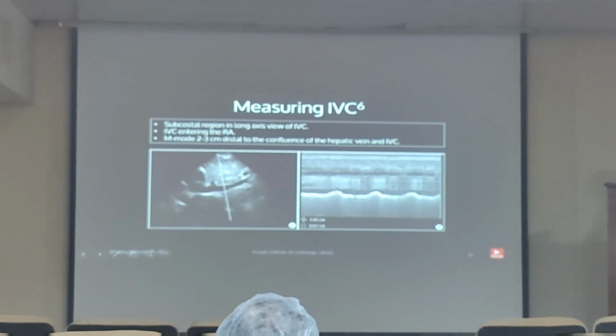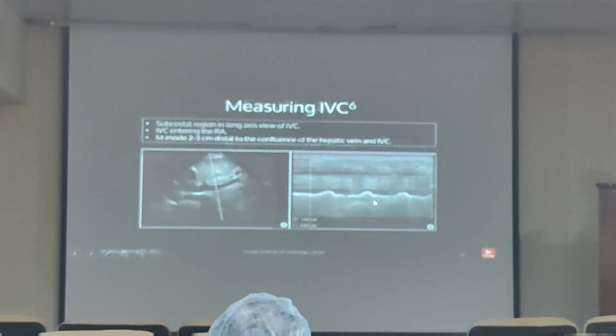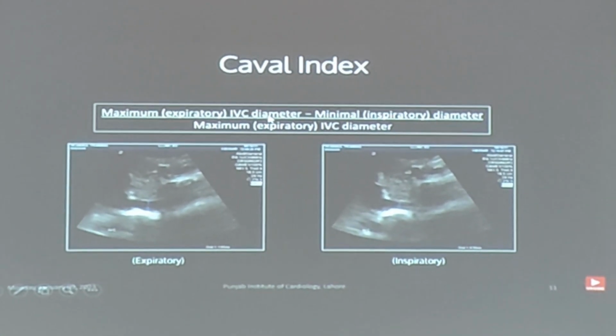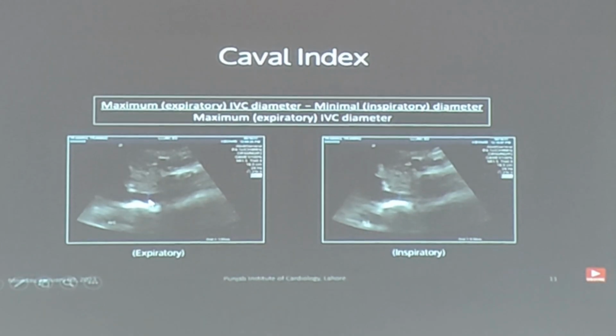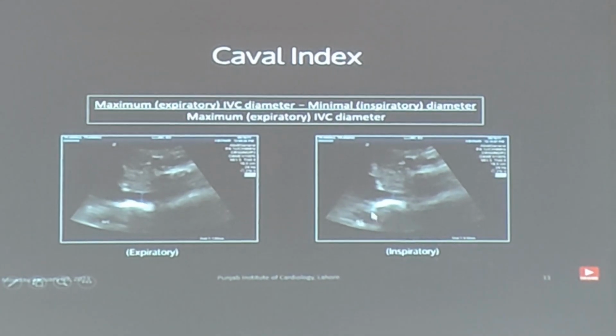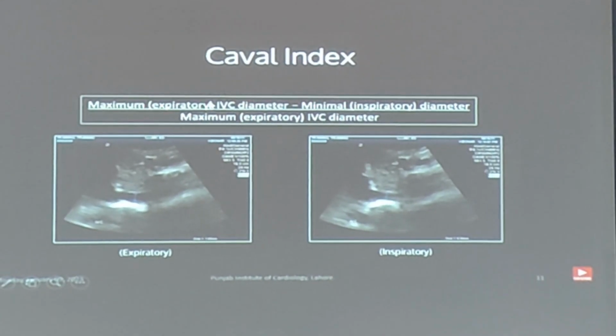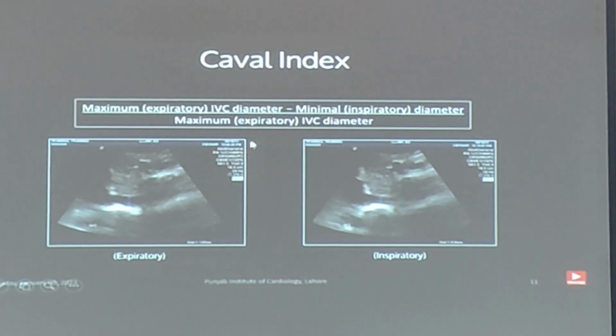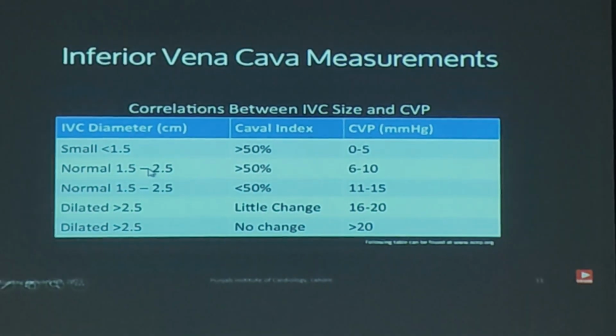We will measure this length and this length, and then we have a formula: the maximum IVC diameter, this is the maximum diameter in expiration, and this is the minimum in inspiration. We will subtract the minimum from the maximum and divide by the maximum. That will give us the caval index.